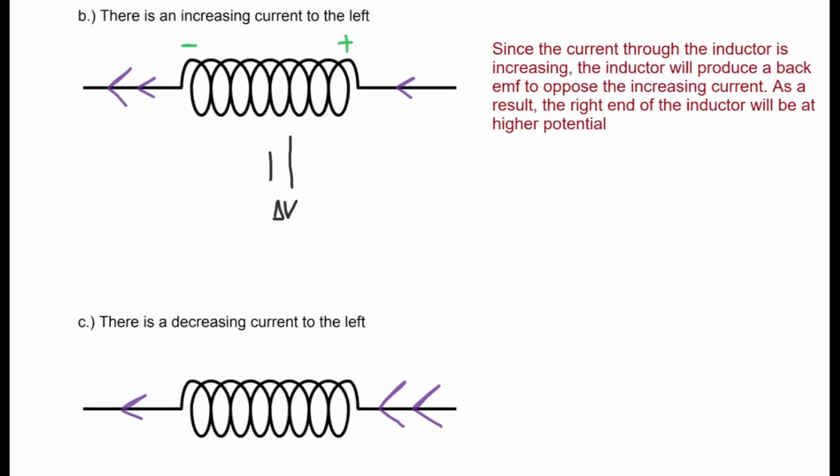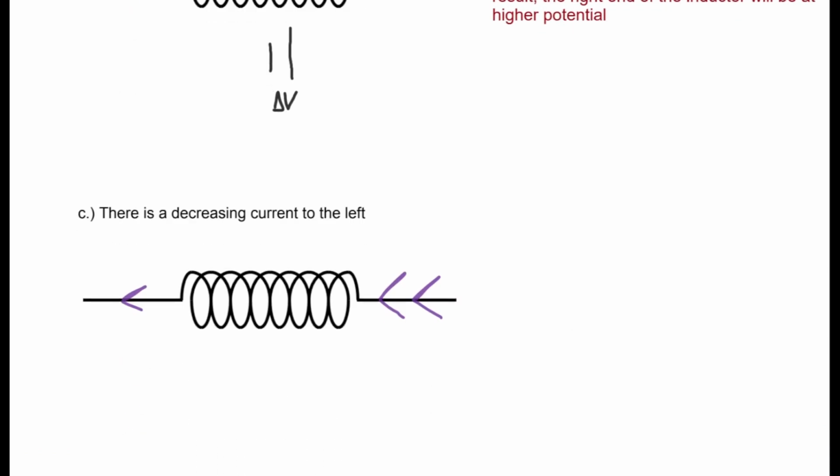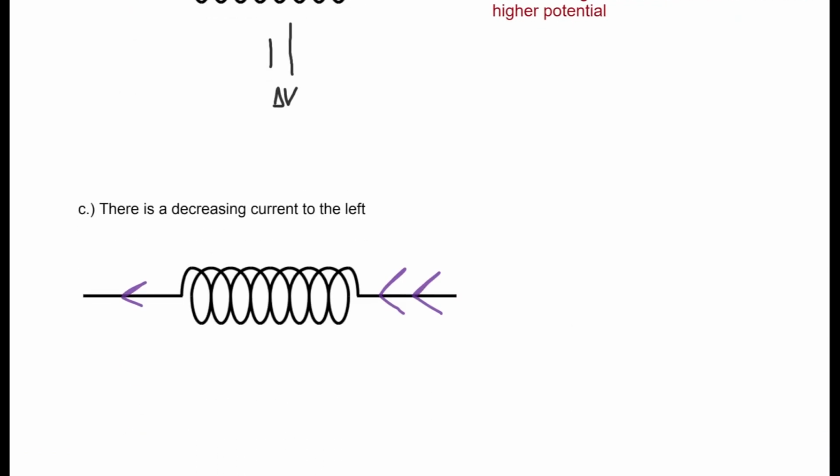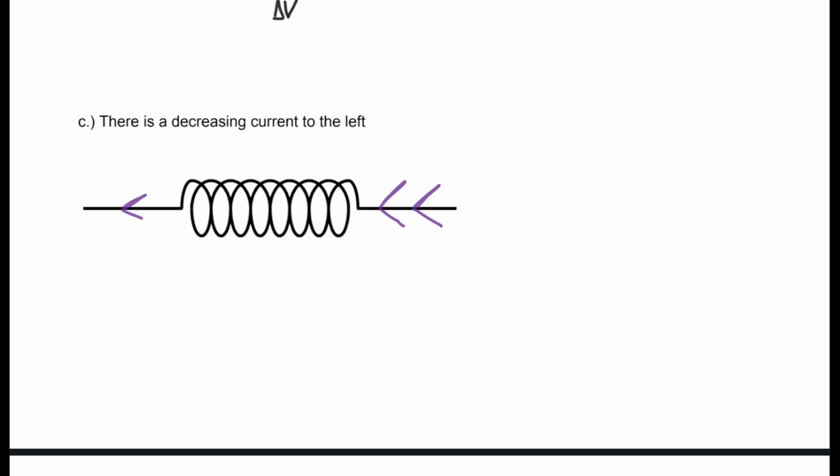And then we can imagine what the opposite would be if there's a decreasing current to the left. Well, if the current decreases to the left, then we just need the polarity to be switched to attempt to restore the current to what it was before. So if it's decreasing to the left, the inductor is going to try and send a current to the left to increase its magnitude. So that would look something like this.